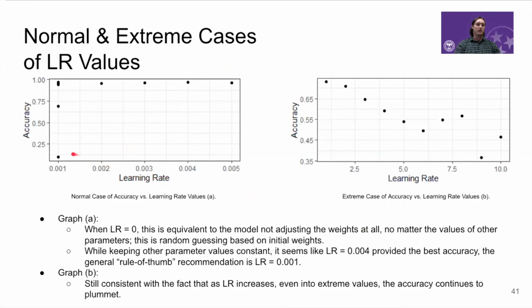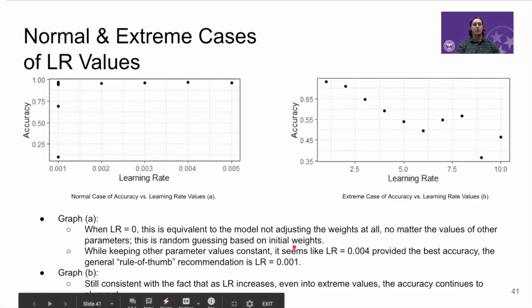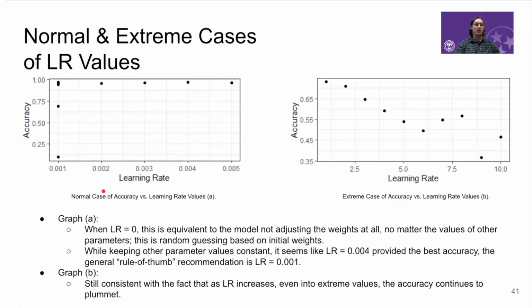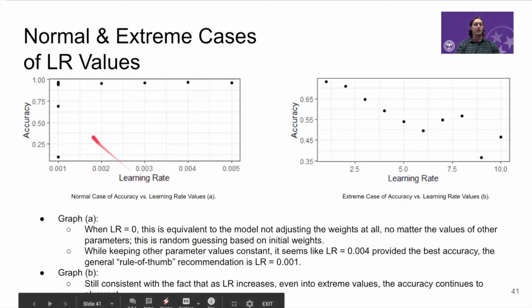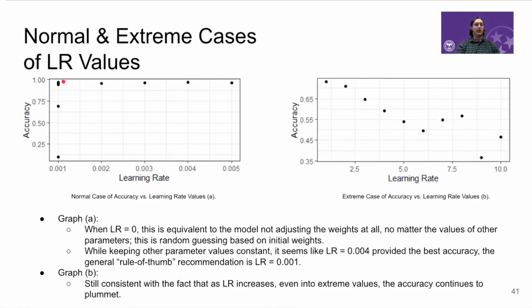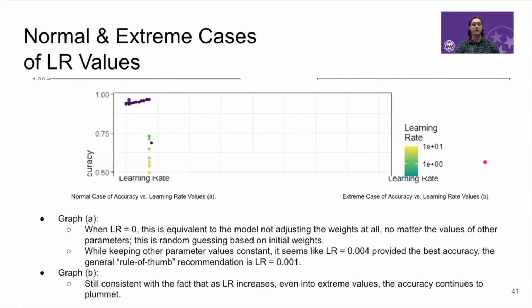And so based on the data that we collected, if we look at graph A here, there's this little cluster where I ran a lot of different tests when the learning rate was equal to 0, and the only thing that it did was actually just do random guessing based on the initial weights that it initialized the model to. And so we can see that the accuracy was not very good at all. But while keeping the other parameters constant, when we started increasing the value of the learning rate, we kind of start converging to where at 0.004, we actually get the best sort of accuracy there. And then at graph B, I also did an extreme case where I increased it up to a value of 10, and we can see the accuracy starts plummeting again, which is still consistent with our data.